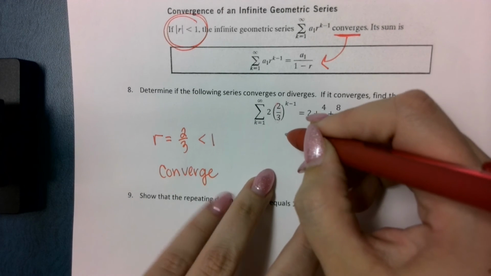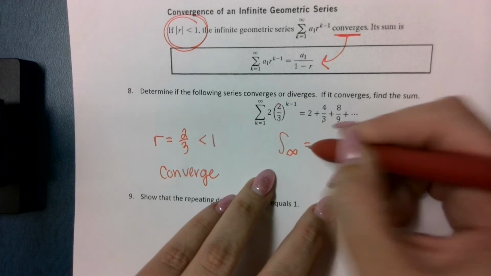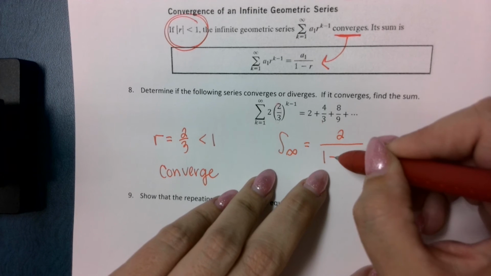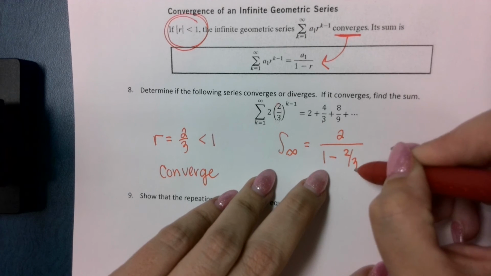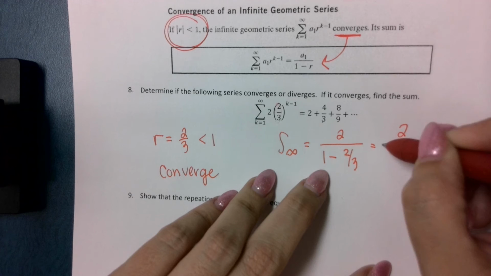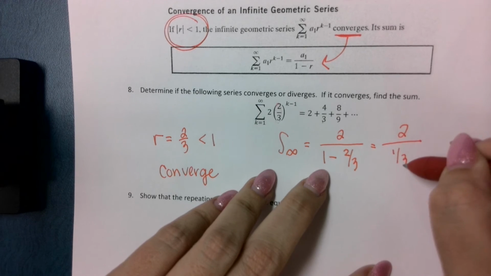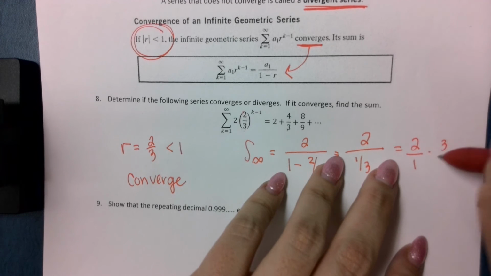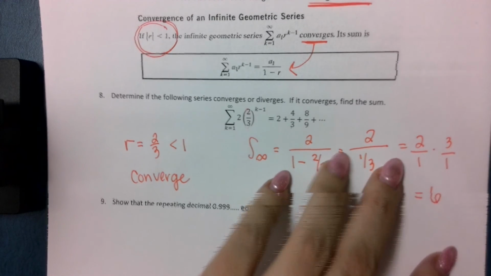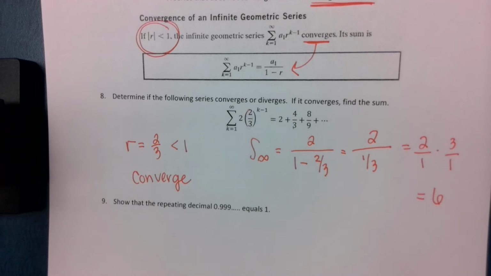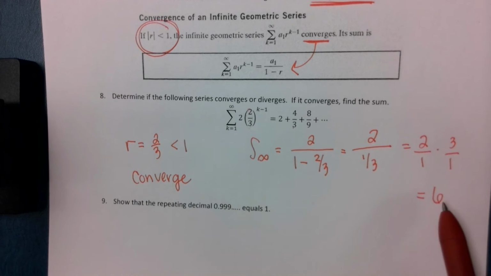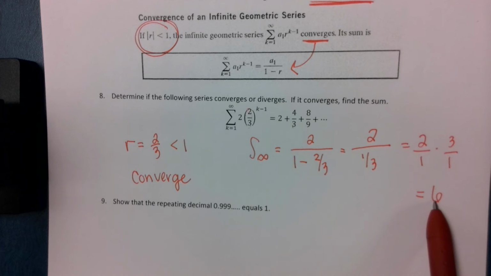So to find the sum of our infinite series, we're going to do a sub 1, which is 2, over 1 minus r, which we said was 2/3. So that gives us 2 over 1/3. Remember, when we're dividing by a fraction, that means multiply by the reciprocal, which means no matter how many times I multiply by r, as this goes on to infinity, this number is going to get closer and closer and closer to 6.